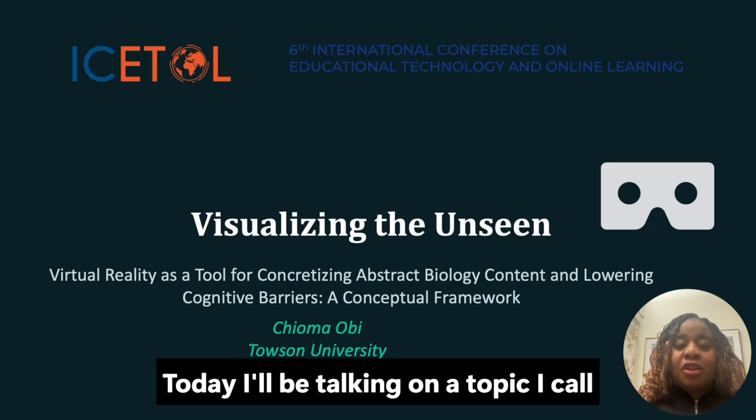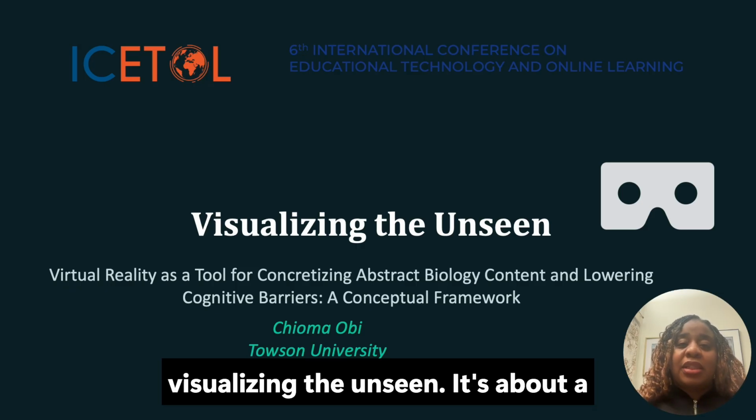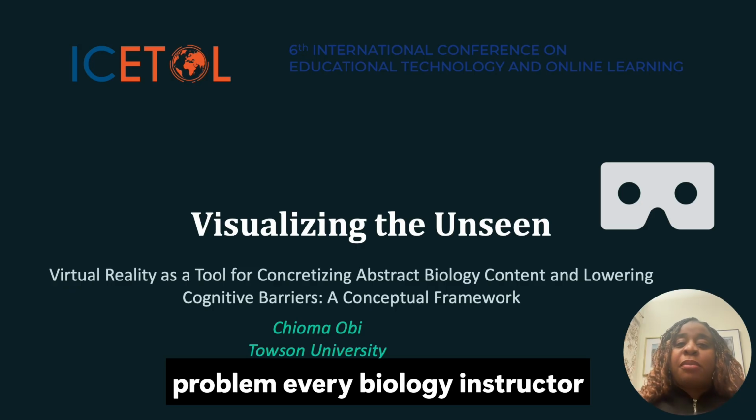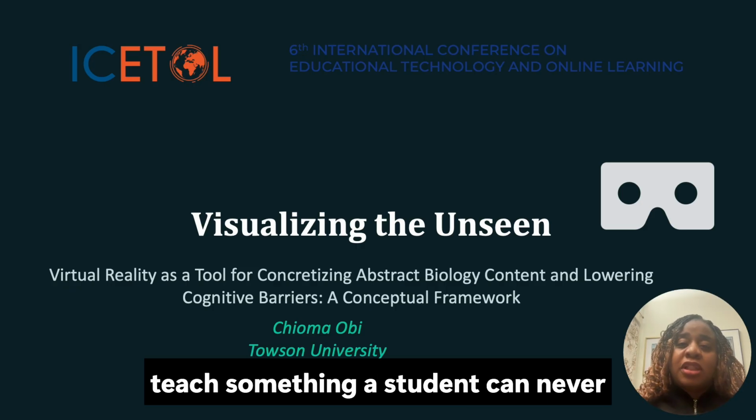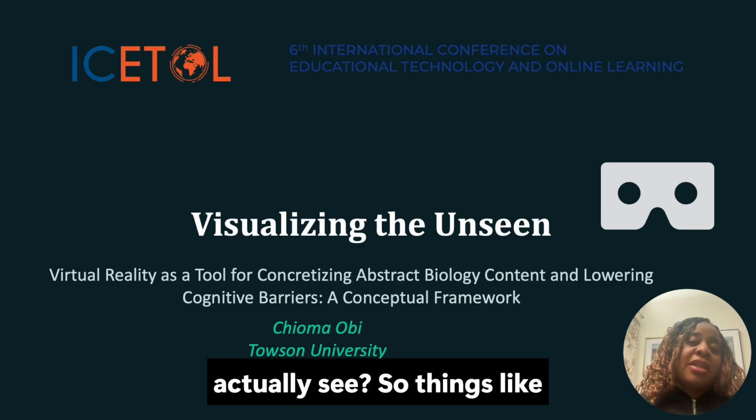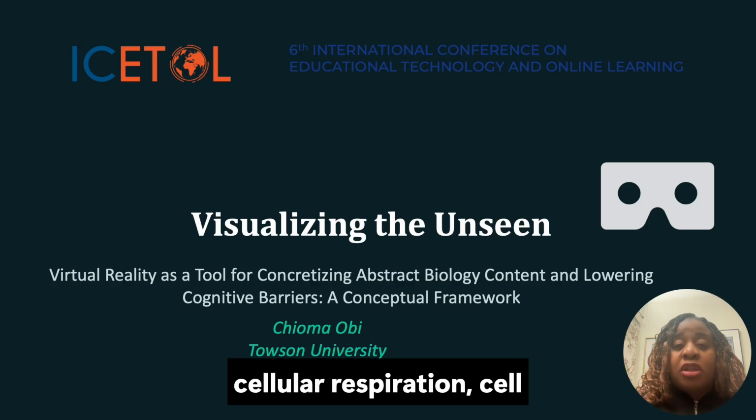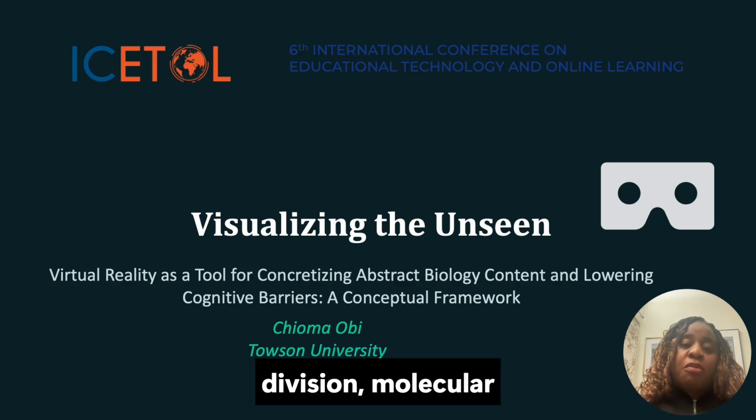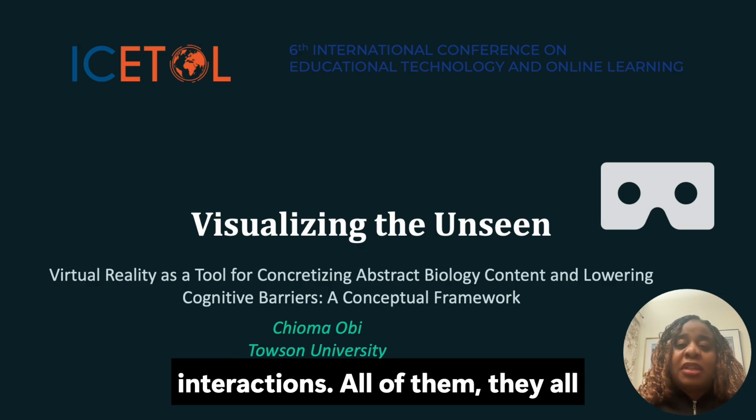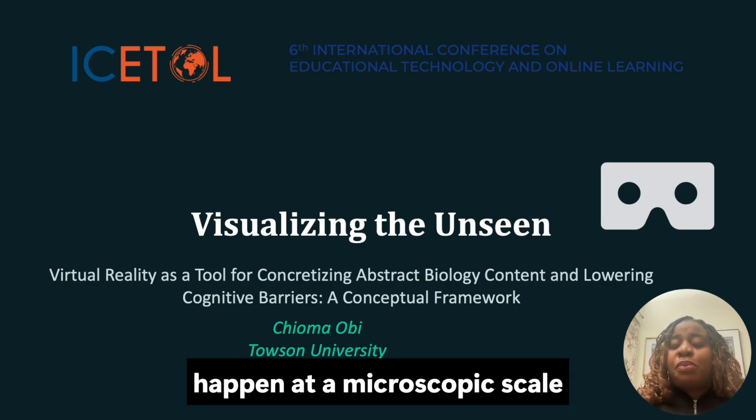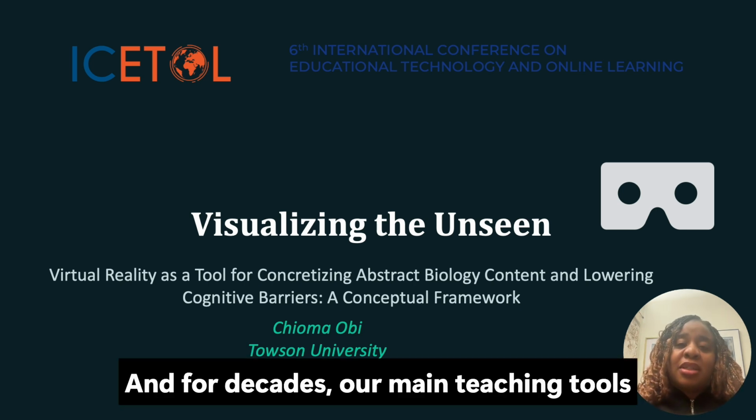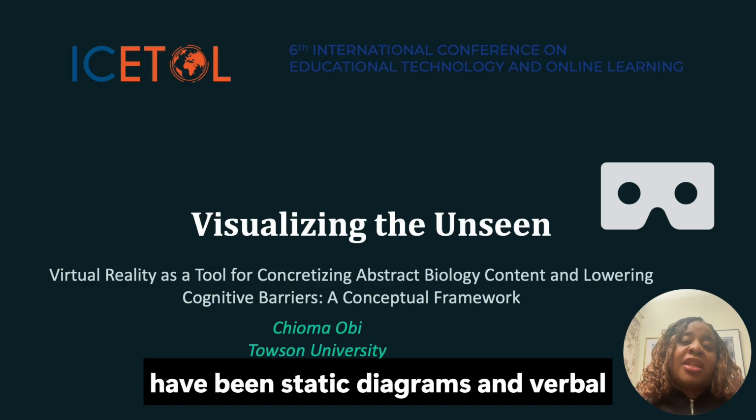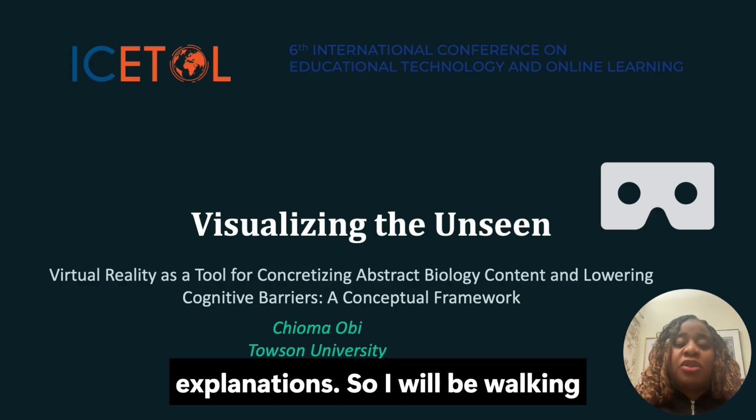Today I'll be talking on a topic I call visualizing the unseen. It's about a problem every biology instructor encounters, which is how do you teach something a student can never actually see? So things like cellular respiration, cell division, molecular interactions, all of them happen at a microscopic scale that students cannot observe directly. And for decades, our main teaching tools have been static diagrams and verbal explanations.